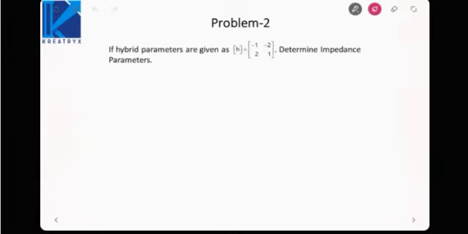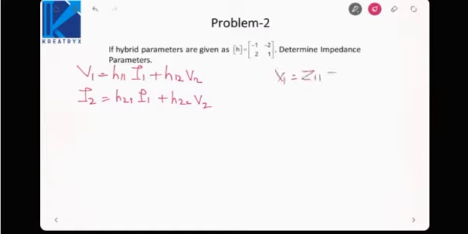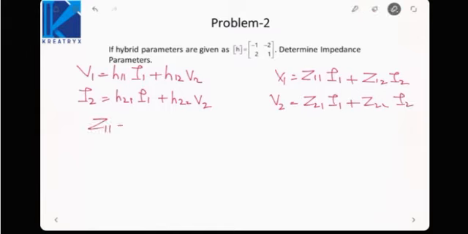Now what was the relationship of the hybrid parameters? V1 is equal to H11 I1 plus H12 V2. I2 is equal to H21 I1 plus H22 V2. What was the relationship of Z parameters? V1 is equal to Z11 I1 plus Z12 I2. V2 is equal to Z21 I1 plus Z22 I2. Now suppose first we have to find Z11, or let us better, first we will put these values in here.